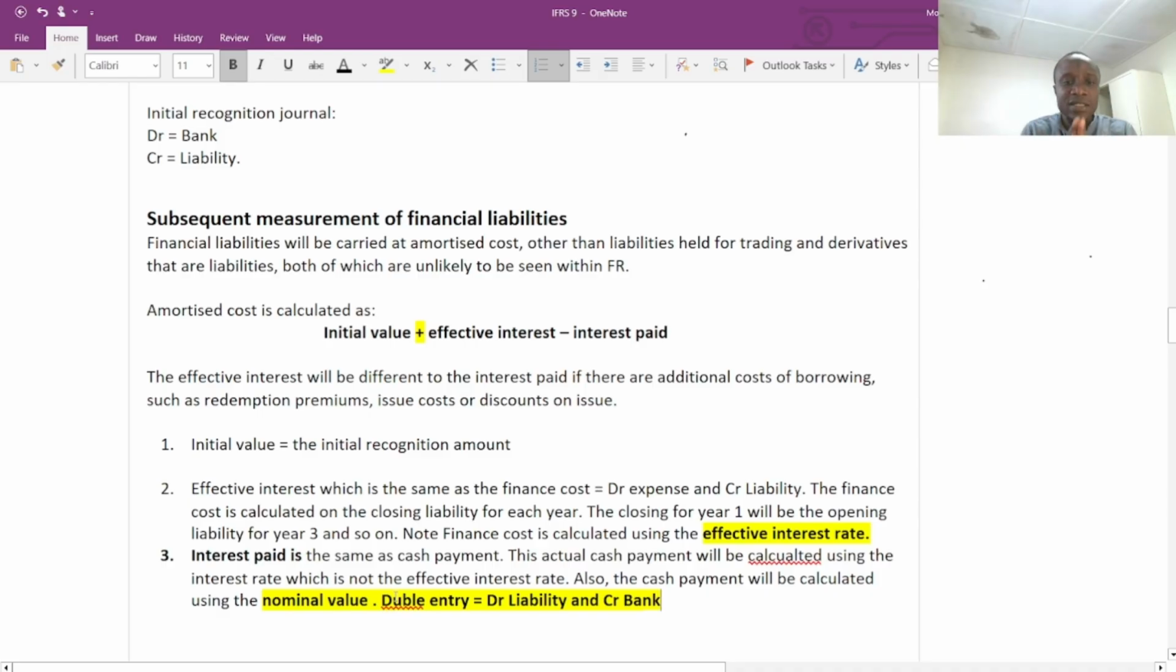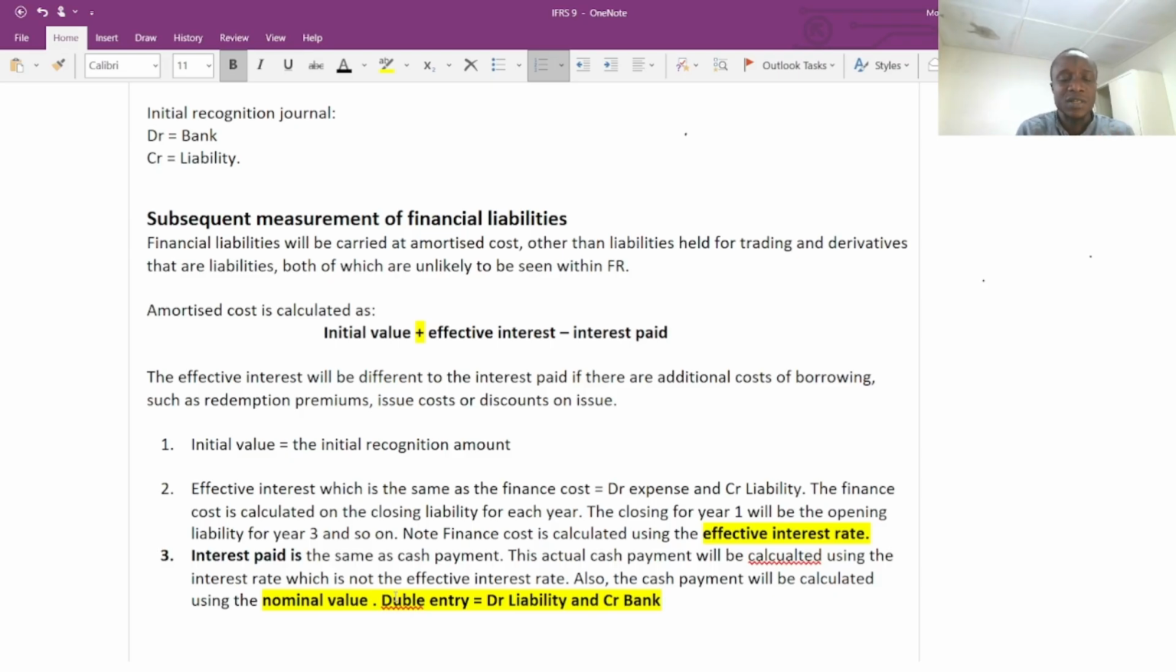Simple. So this is the concept that you need to know for how you can recognize and account for a financial liability. For the initial recognition, we are going to debit bank and credit the liability. For the effective interest rate, which is the finance cost, we are going to debit expenses and increase the liability. For the interest paid, the actual cash payment, we calculate it on the nominal value, debit the liability to reduce it, and credit the bank.